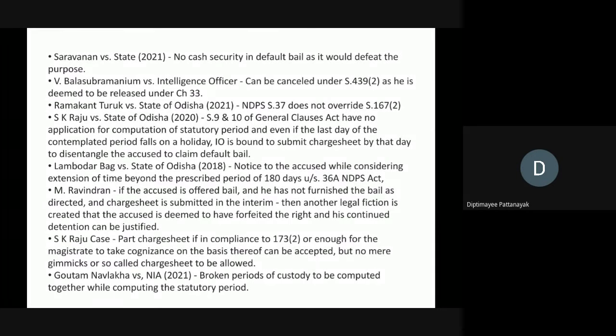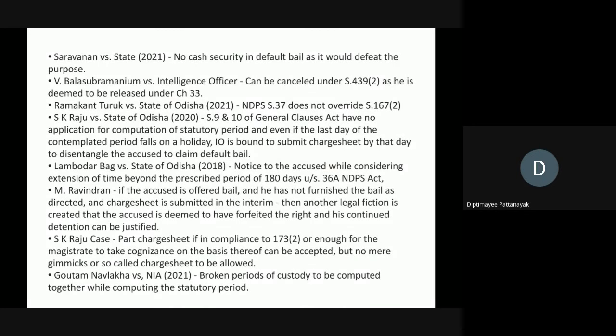In SK Raju versus State of Odisha, another position was made clear. This is a 2020 case. Again, I'll ask whether a preliminary charge sheet in compliance with 173(2) can be submitted. A preliminary charge sheet can be submitted, and it will be good enough to make sure that the statutory period will not be counted further, and the accused will still be inside the custody because the IO has supplied the preliminary charge sheet.